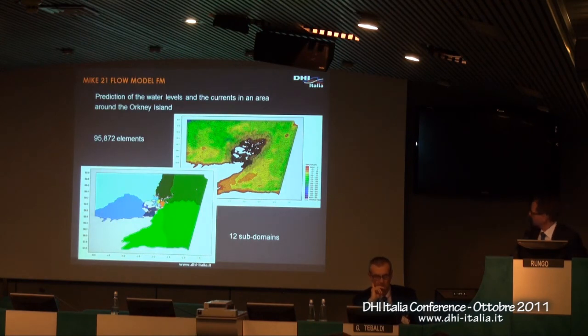Another case is this one here, where you see a typical MIKE 21 model in the sense that it has a coarse grid out here, and the closer you get to the area of interest, the finer the grid becomes. So here we have some very small areas right in the middle, but since we have a very fine cell size here, they contain more or less the same number of cells.